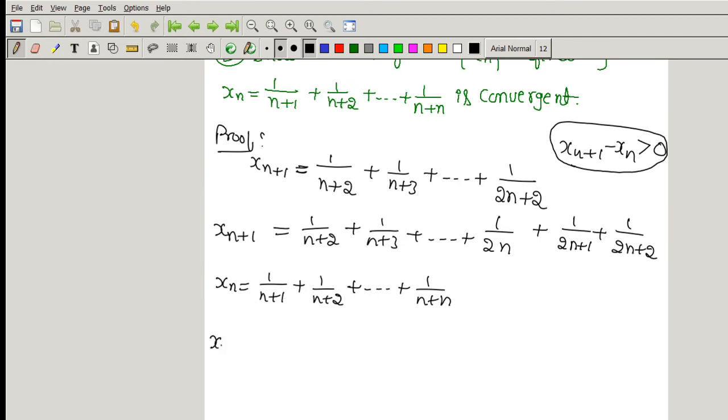So subtract this: xn plus 1 minus xn is nothing but, these terms get cancelled. If xn plus 1 minus xn is greater than 0, then it is monotonically increasing. These terms get cancelled and these terms get cancelled. We are left with 1 by 2n plus 1 plus 1 by 2n plus 2 minus 1 by n plus 1.